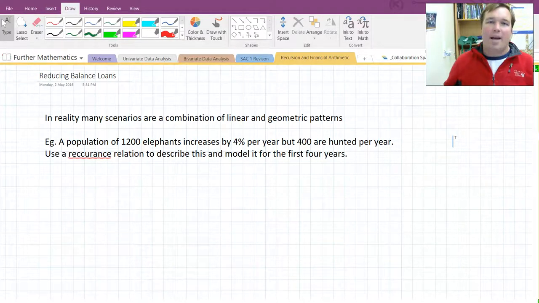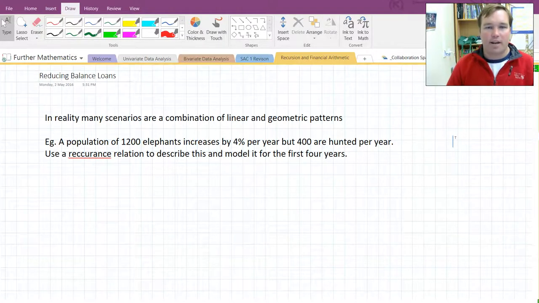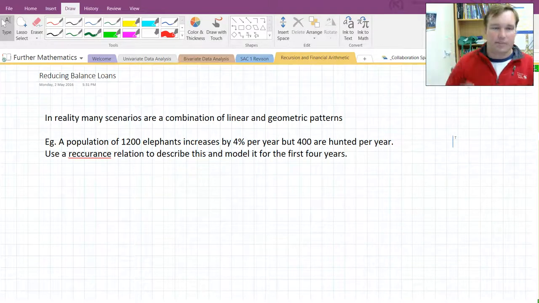Today we're going to look at combining linear and geometric patterns. This is a feature we look at again and again throughout finance because this is how we model loans like mortgages and car loans. However, they can also be used to model other more interesting scenarios in real life. So let's take a real life example now.